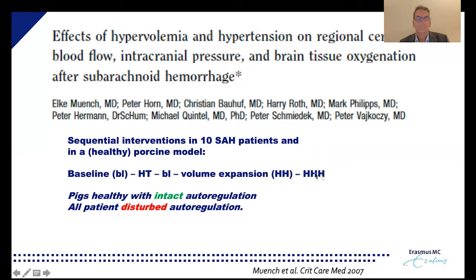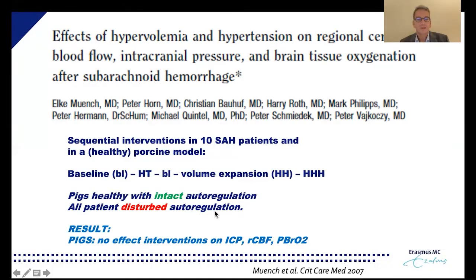and then they combined the volume expansion and the hypertension. It's important to say that the pigs were healthy with intact autoregulation and all patients with subarachnoid hemorrhage had disturbed autoregulation. The pigs did not have any effect of any intervention on ICP, regional cerebral blood flow, or cerebral oxygenation, meaning that with an intact autoregulation, nothing happens when you do these interventions: the hypertension, or the volume expansion, or the combination.